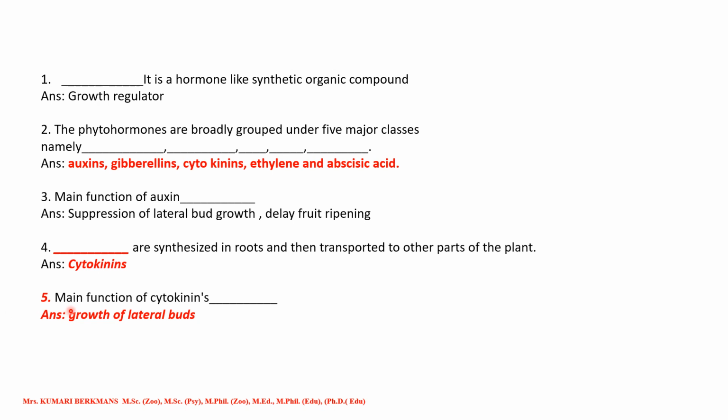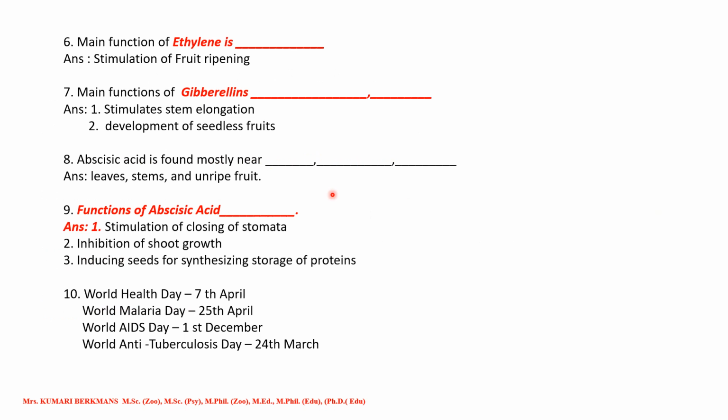Fifth one, main function of cytokinins. Main function of cytokinins is growth of lateral buds. Sixth one, main function of ethylene is stimulation of fruit ripening. Seventh one, main functions of gibberellins are stimulation of stem elongation and development of seedless fruits.